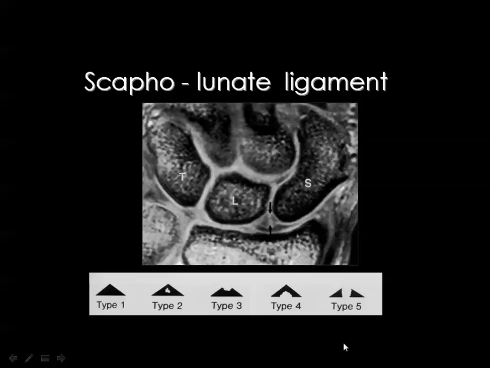According to Mayo Clinic, there are different appearances or types of the scapholunate ligament. This is type 1, which is considered normal. Type 2, there is an abnormality within the triangle of the scapholunate, and this is degeneration. Type 3, the apex is missing. Type 4, the base is partially affected. And type 5 indicates a full thickness tear of the scapholunate ligament. You can see here the configuration of the ligament and the site of the tear.